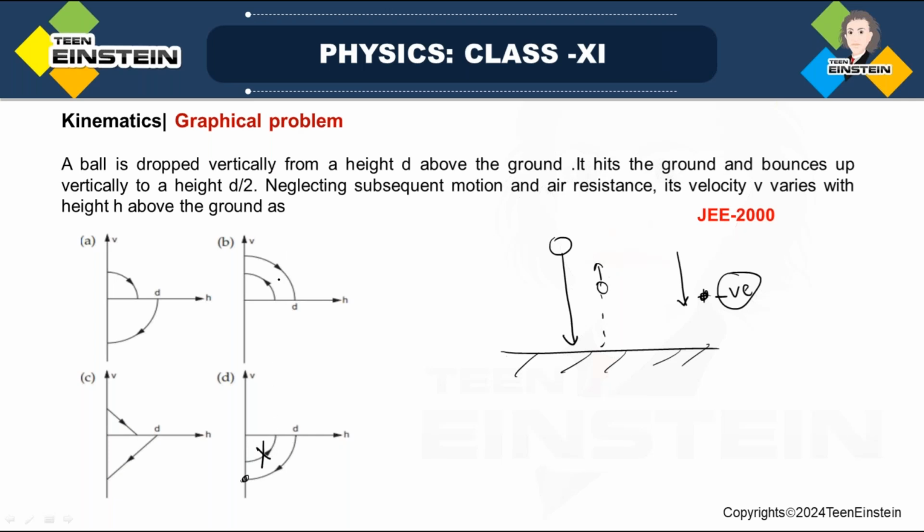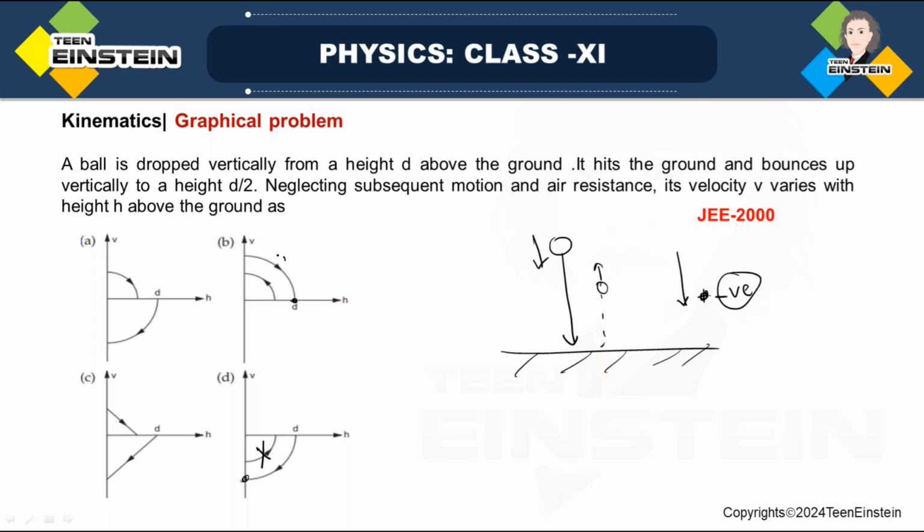Now come to this B. I'll discuss C later because these are kind of similar graphs. I can see just the quadrant is different. So in this case, look, at the highest height d, the velocity is given as 0, and then as it is going downward, velocity increases.